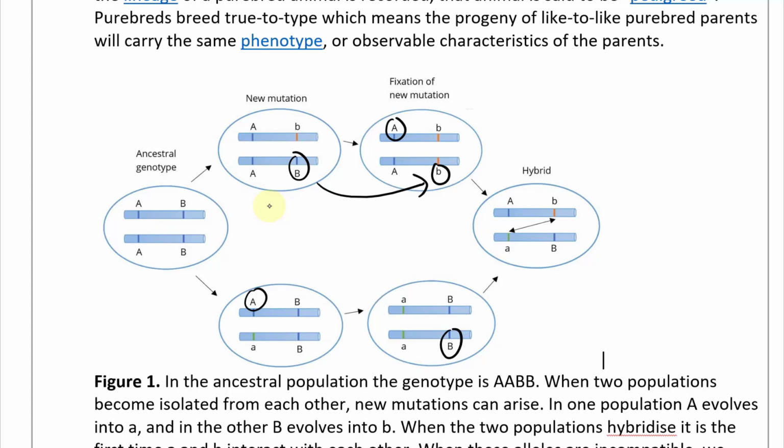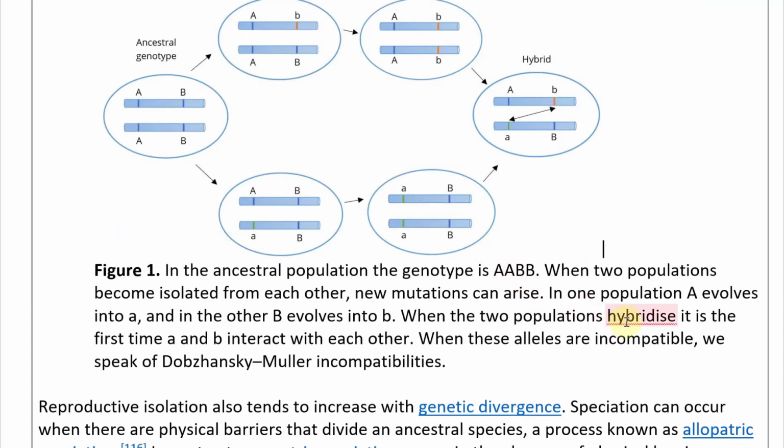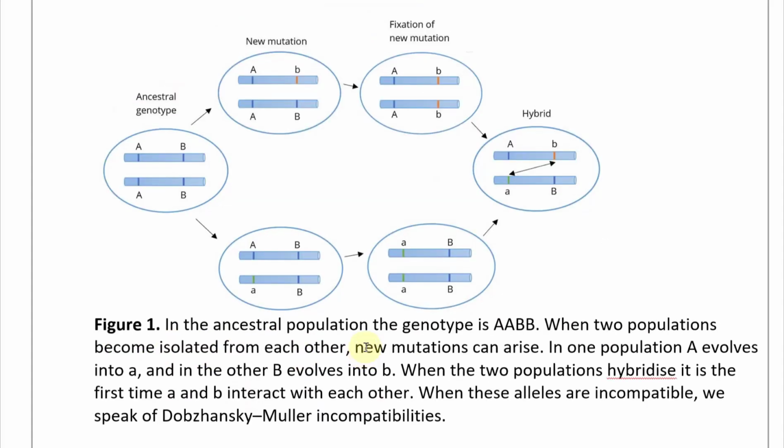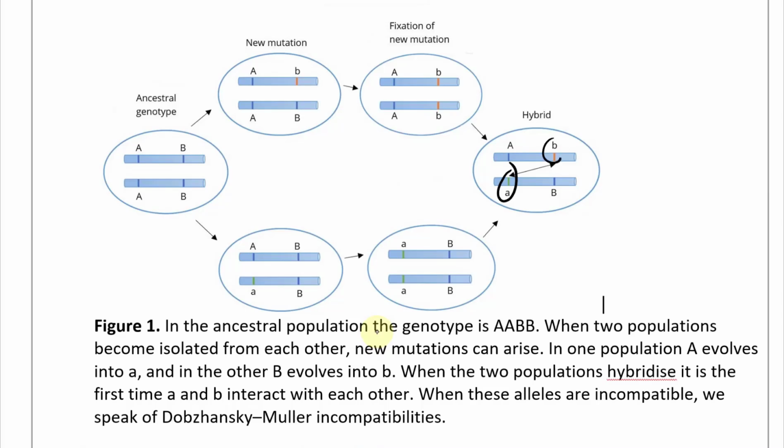And now you have the hybridization setup. All right, so now you have the hybridization. And when two populations hybridize, it is the first time small a and small b interact with each other. So this is the first time they're interacting.